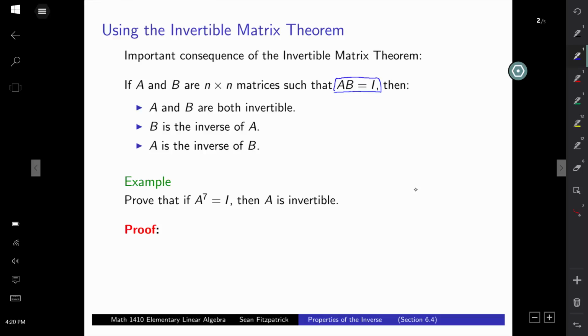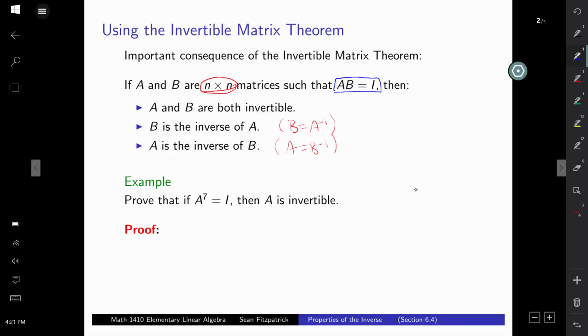If I find two matrices, and it's important that they're square matrices, okay? All of this is false if A and B are not square matrices. But as long as I have square matrices whose product is the identity, I can immediately conclude that A is invertible, that B is invertible, that B is the inverse of A, right? So B is equal to A inverse, and that A is the inverse of B, right? So A is equal to B inverse. As soon as I have two things that multiply together to equal the identity.